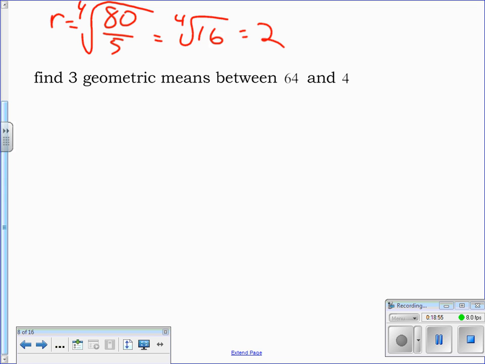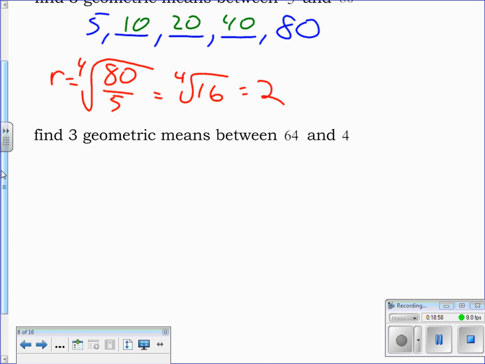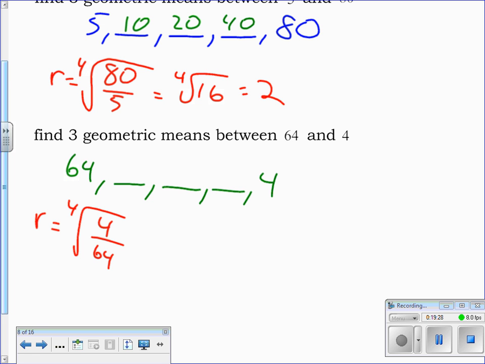Next one, same idea. 3 geometric terms between 64 and 4. 64, 1, 2, 3, 4. Filling in the blanks. Need to find R. Same idea. Take the last one, divide it by the previous one. 4 over 64. And then I want to take a root, and I want to take the 1, 2, 3, fourth root. It is not always going to be the fourth root. Do not assume it's always the fourth root. It just happens to be that for the examples we're doing right now.